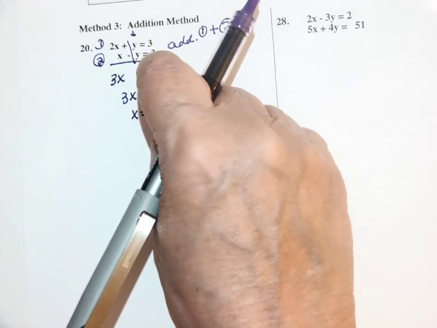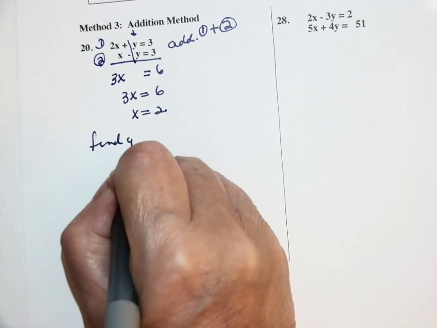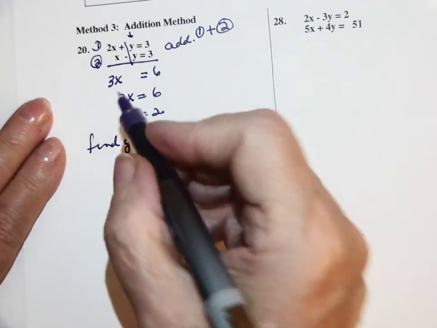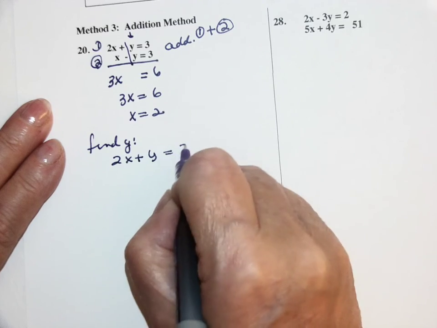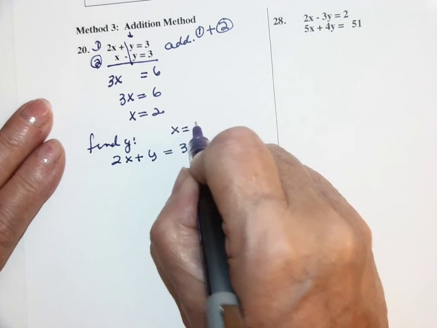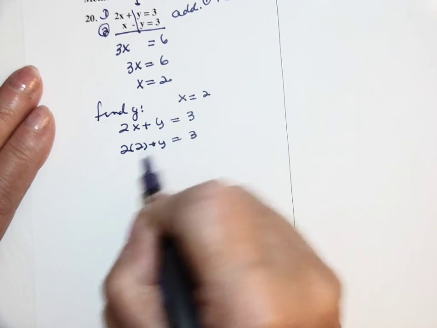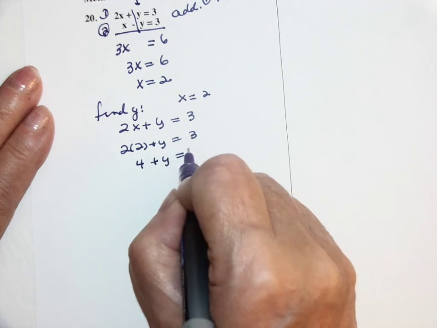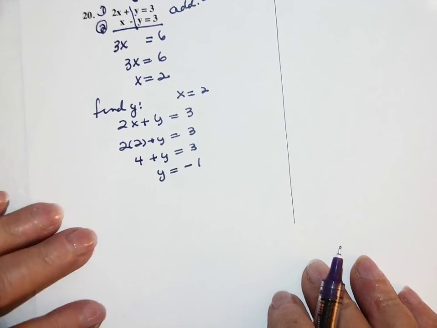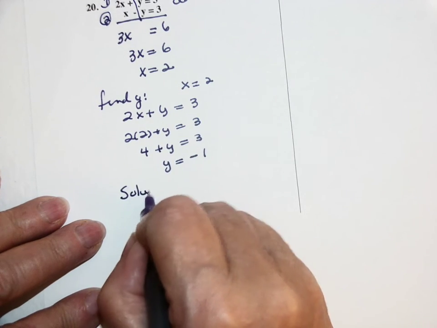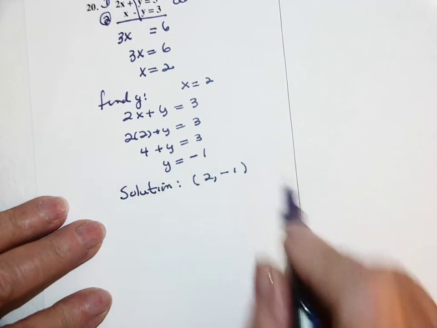Now I pick either of the two equations to solve for y. So I'm just going to use the first one, 2x plus y equals 3. We said that x equals 2. 2 times 2 plus y equals 3. 4 plus y equals 3. y equals negative 1. So that says my solution is x equals 2, y equals negative 1.